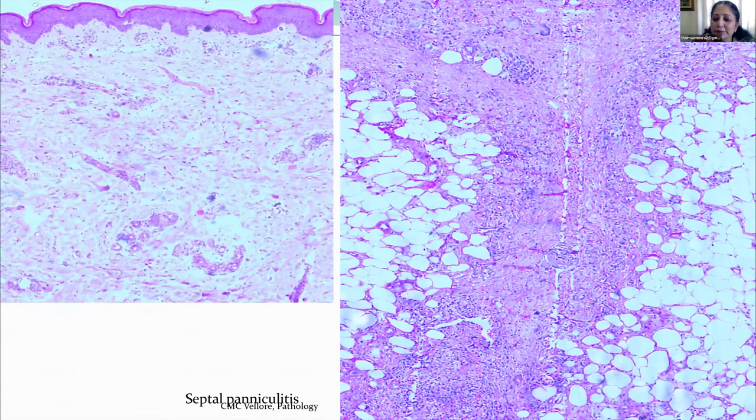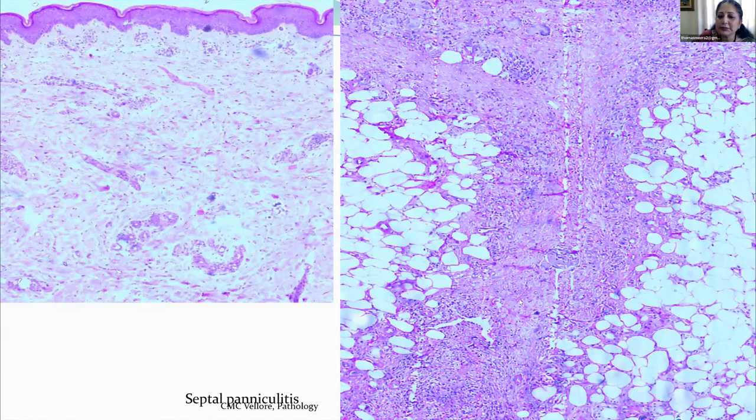Anybody? What do you think? You've got somebody writing something. Somebody has written something. I can see that. Septal. Good. So it's predominantly here, it's a septal panniculitis.